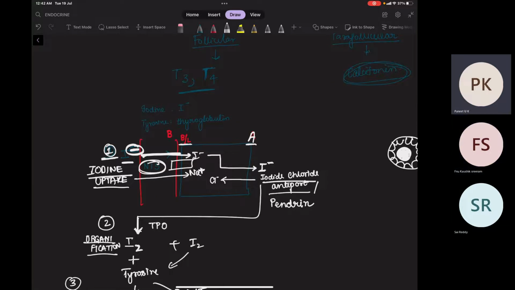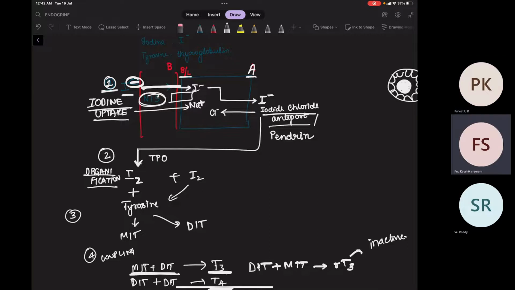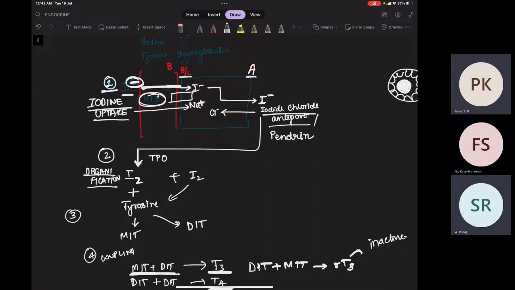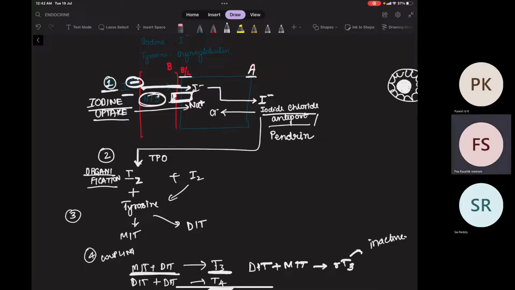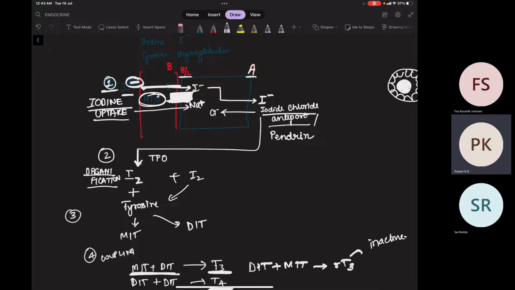The sodium iodide symport is a type of secondary active transport, present at the basolateral end of the follicular epithelium. Also remember, NIS is not only seen in the thyroid gland; it is also seen in the parotid and salivary glands, mammary gland, and placenta.